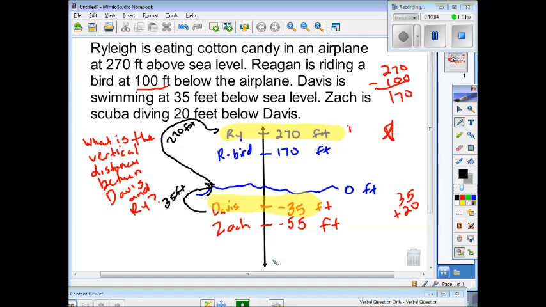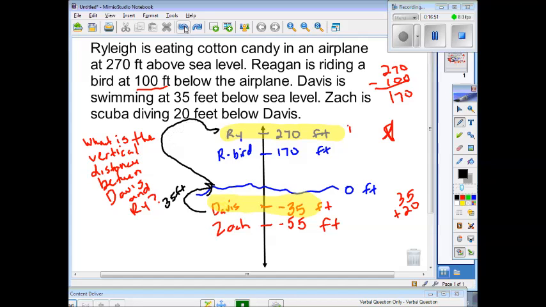Because you've got to think about it like this. Let's say that Davis is swimming and, you know what, he's like a dolphin and he can jump out of the water. He's just got gills, okay? So if Davis was going to go up and then jump up here, and then go back down, how far would he have to travel? Well, in order to just get to the edge of the water, he would have to travel 35 feet. Everybody agree? And then to actually get up to the airplane, he would have to then travel another 270. It's just adding the absolute values. Are we getting that? So that would be 270 plus 35, which would be 305.